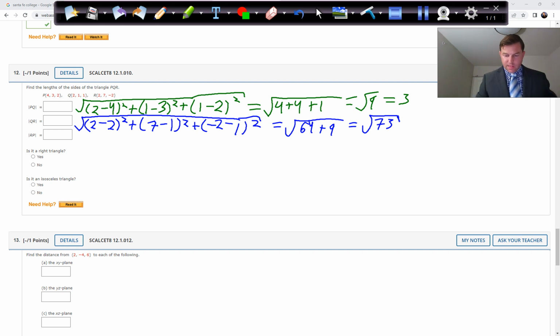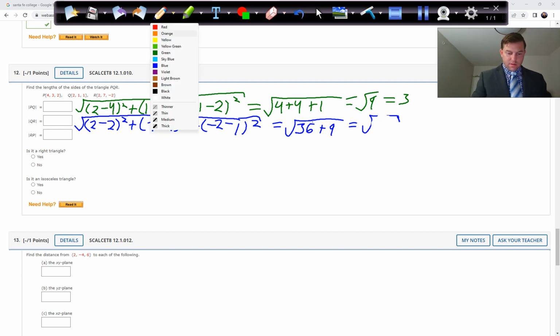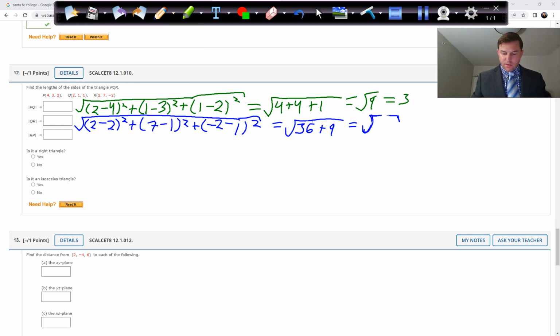And that's because I made a mistake. Anyone see it? 7 minus 1 is 6. When I square that, it is 36, not 64. So we're going to get 36 minus 2 minus 1. Let me double check that one also. Minus 3 squared would be 9. This is the square root of 45. Not much better. That will break down into 9 times 5, and the square root of 9 is 3. So that's 3 square roots of 5.